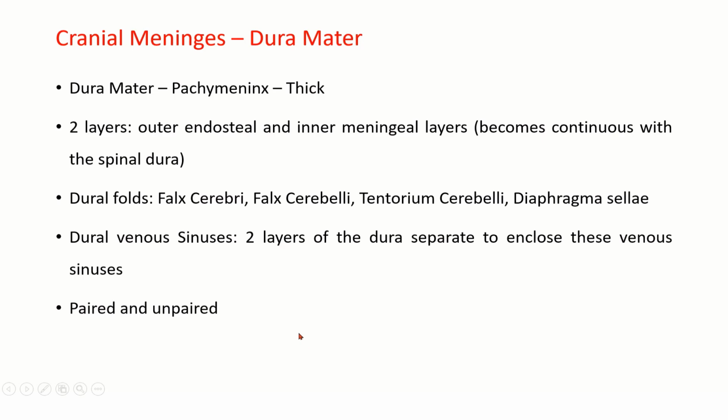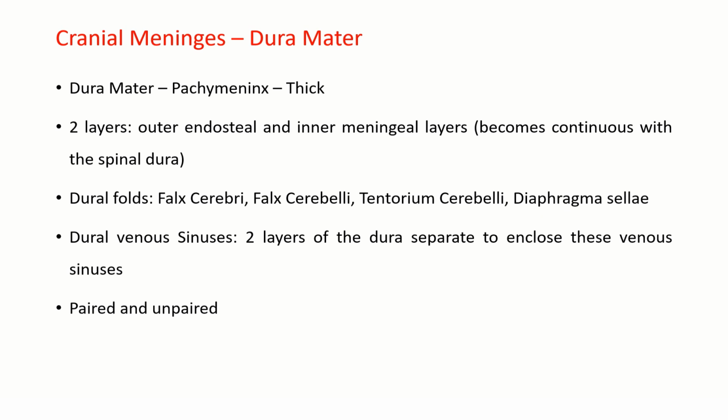So now coming to the actual topic, the cranial meninges. The first thing we are going to see is the dura mater. Dura mater is also called pachymeninx. It is thick and has two layers. In the cranial dura, there is an outer endosteal layer, which is attached to the bones, and an inner meningeal layer, which becomes continuous with the spinal dura. Four dural folds are formed: the falx cerebri, falx cerebelli, tentorium cerebelli, and diaphragma sellae.